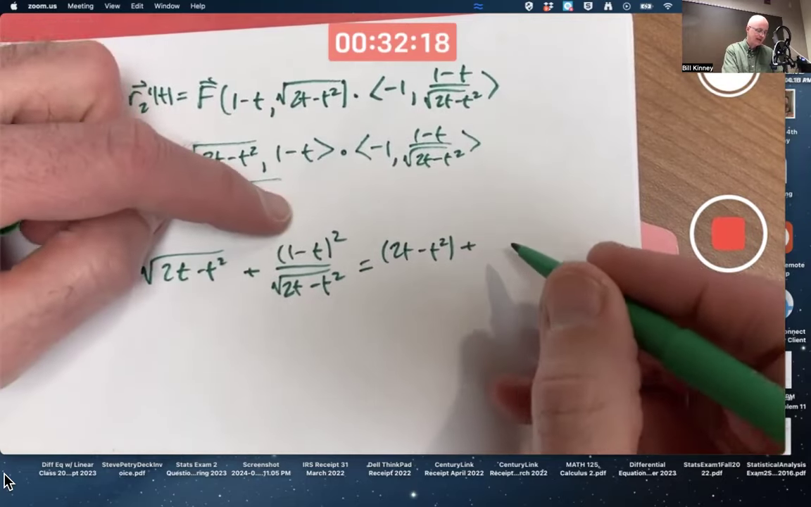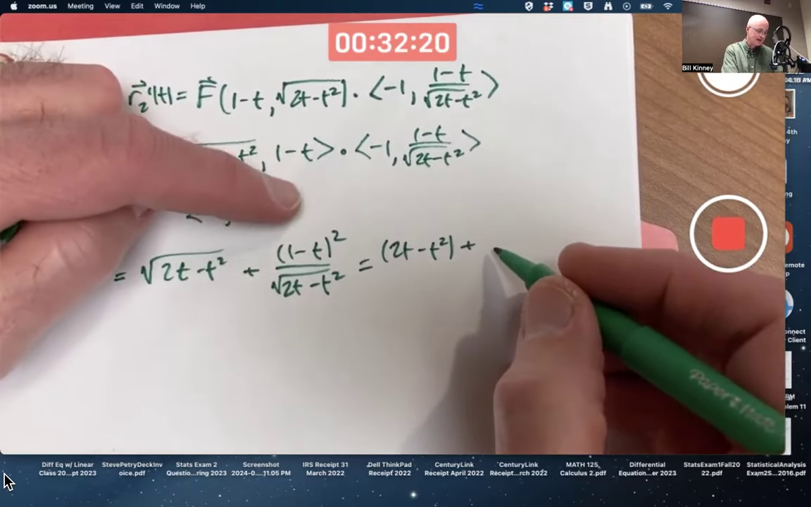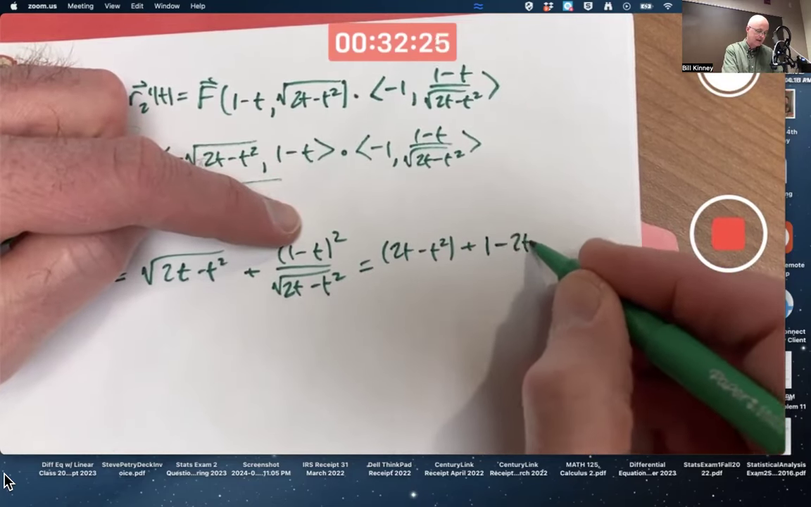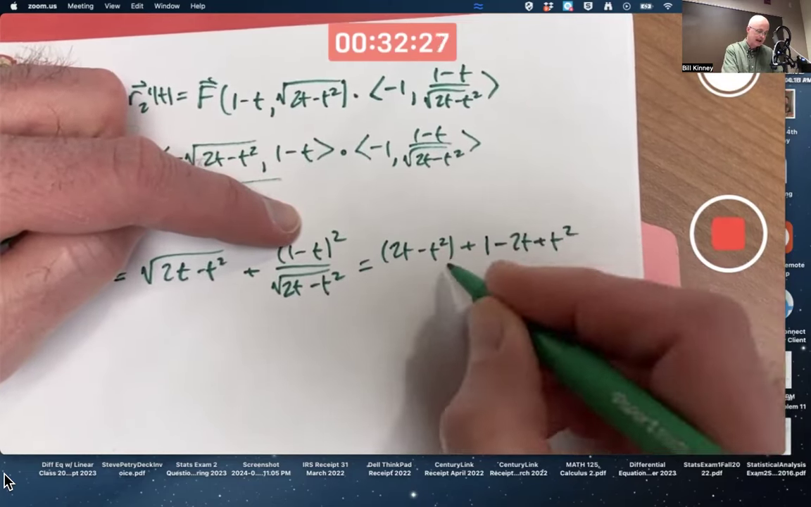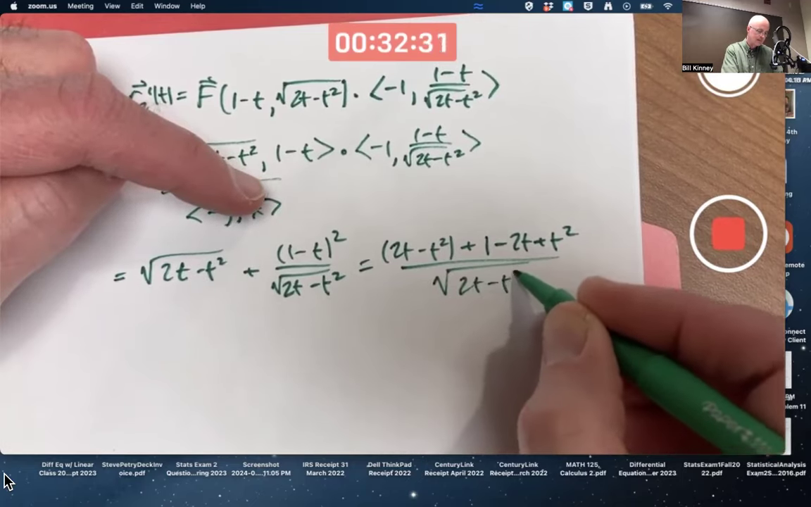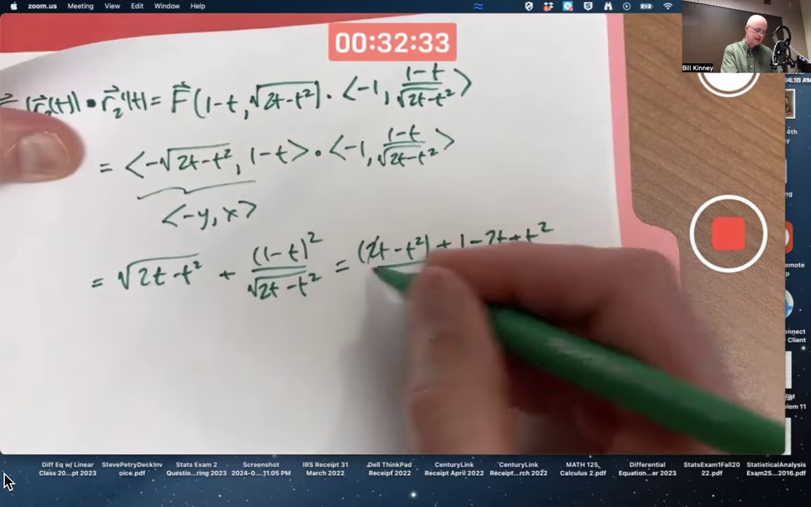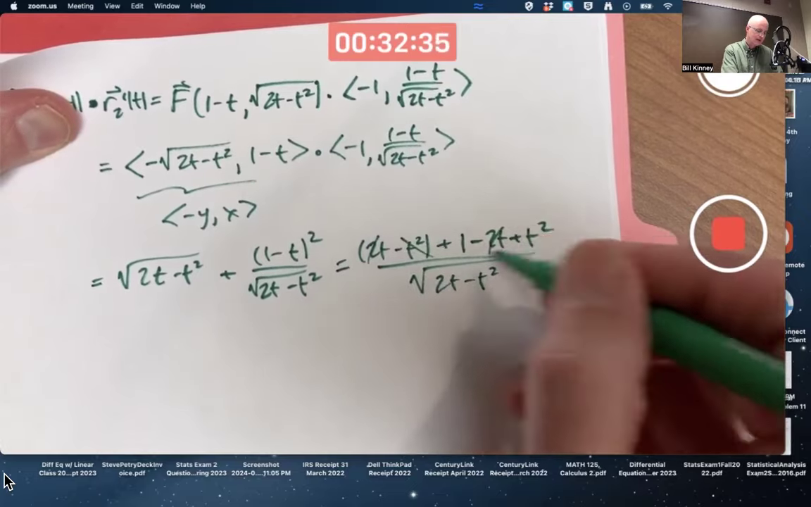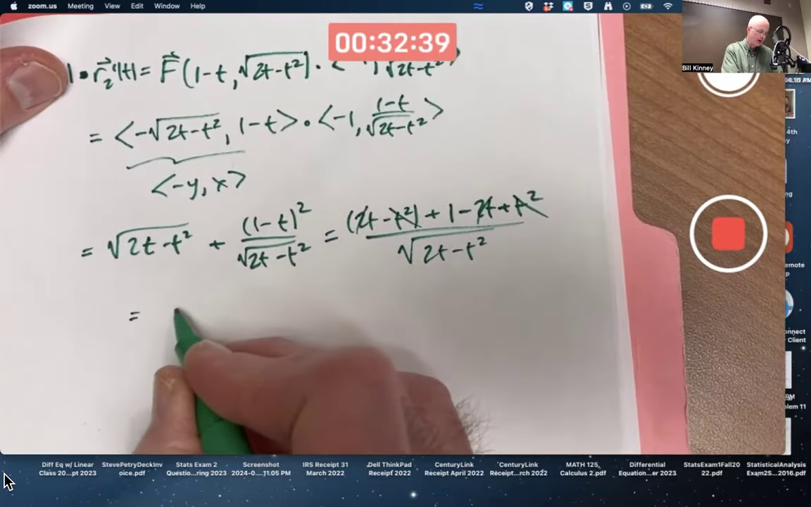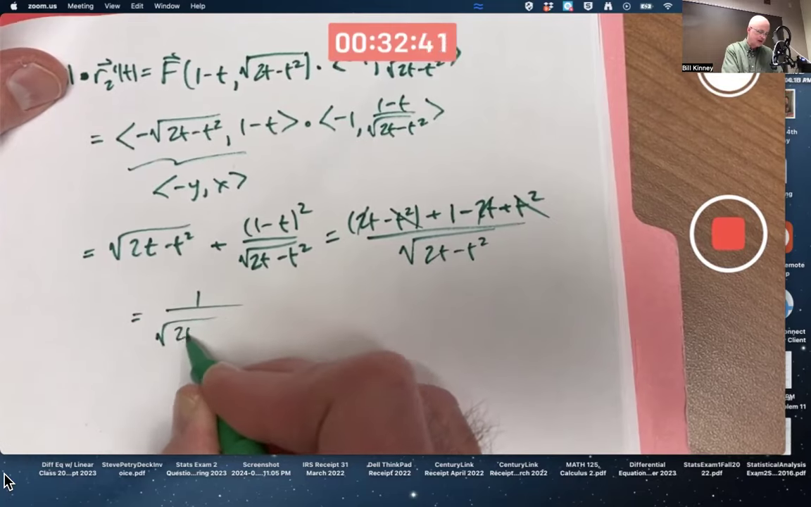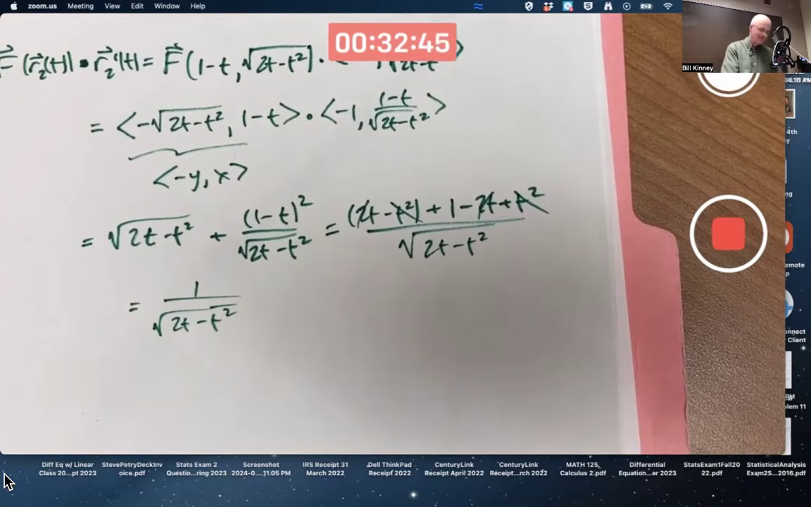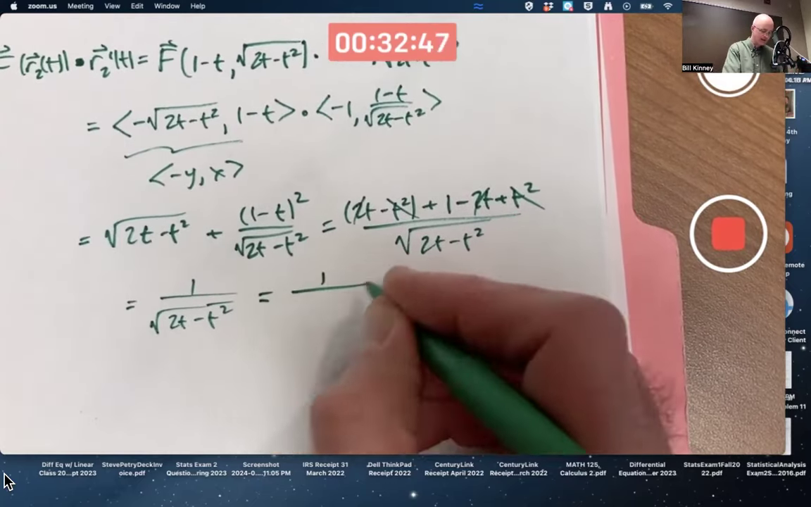I'll go ahead and expand this. So why not, I guess. I'll do it, see what happens. Expand that, I get 1 minus 2t plus t squared. I will get some cancellation. Looks like the 2t's will cancel. The t squared will cancel. And we ultimately end up with 1 over the square root of 2t minus t squared, which doesn't seem so nice as far as something to integrate.